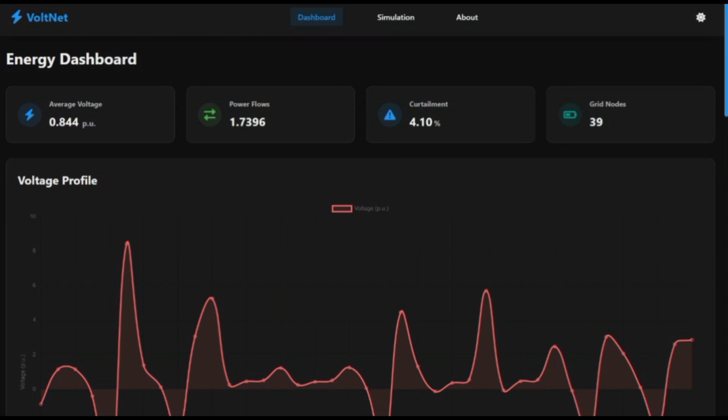So in short, VoltNet replaces slow manual calculations with fast AI-based predictions, helping grids use more renewable energy safely, reduce waste, and stay stable in real time. VoltNet is managing energy smarter.